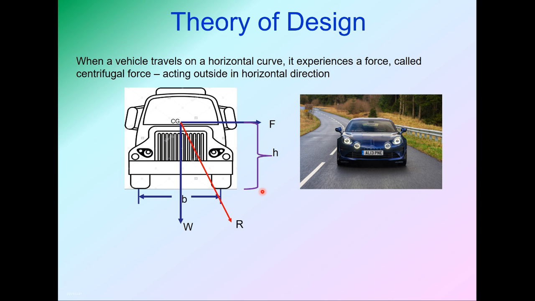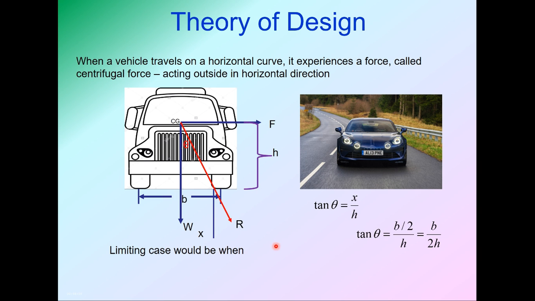If h is the height of the center of gravity above the surface, and let us say x is the horizontal distance from the vertical to the point through which this resultant force passes, then you can say tan theta, where theta is this angle, will be x upon h. x is the horizontal distance and h is the vertical.